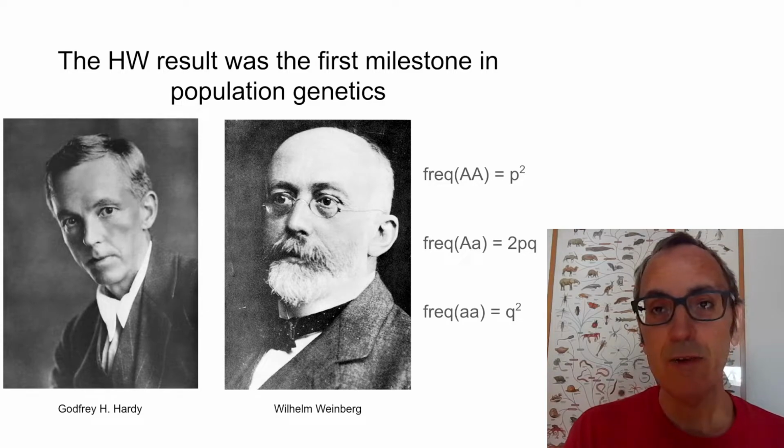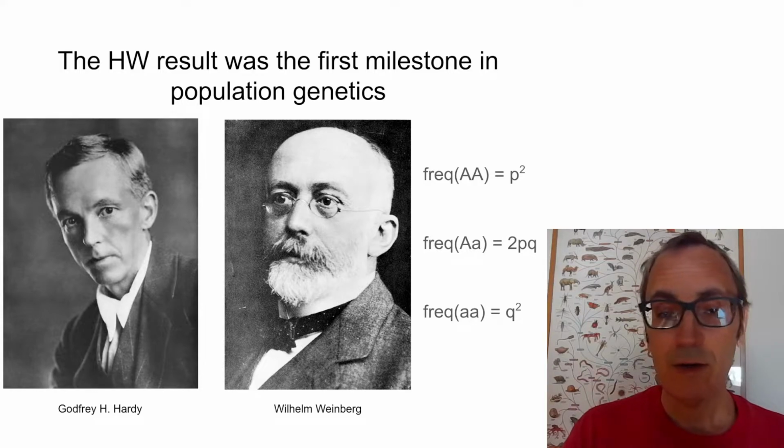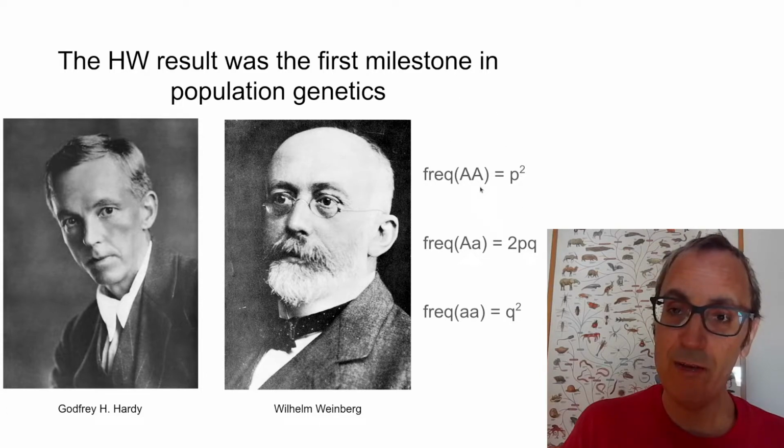this result was the first milestone in population genetics. It was discovered by Hardy and Weinberg. So these proportions of genotypic frequencies are called Hardy-Weinberg proportions, and they are very, very, very important in population genetics. So in a population that follows the Hardy-Weinberg proportions, the frequency of capital A capital A is p squared, the frequency of lower a lower a is q squared, and the frequency of the heterozygous is 2pq.